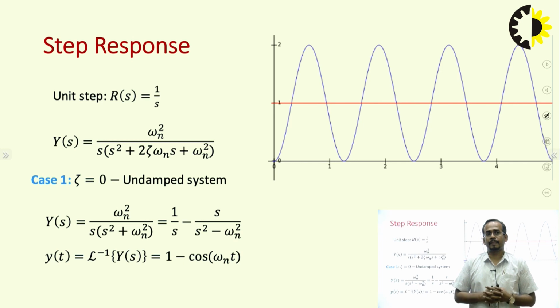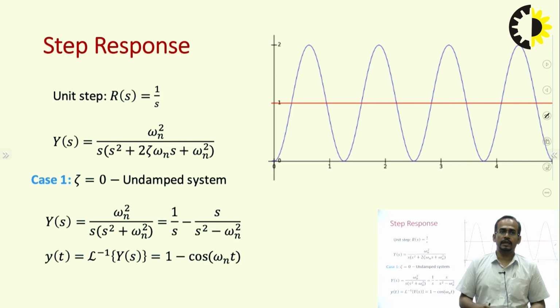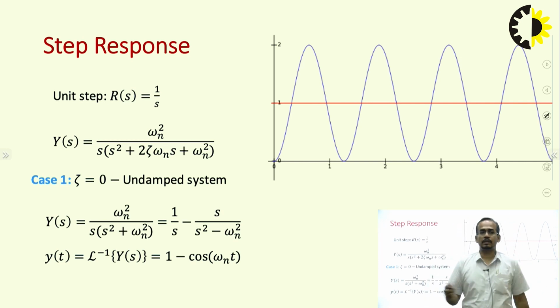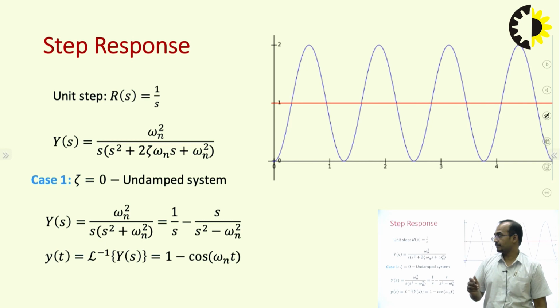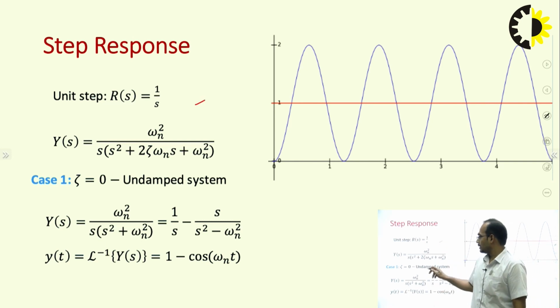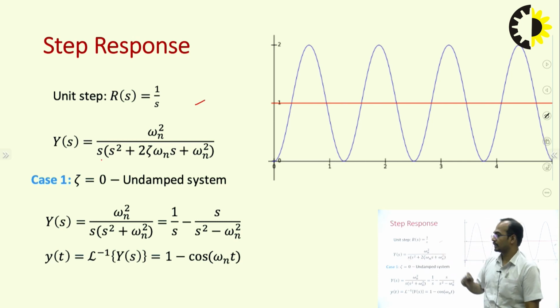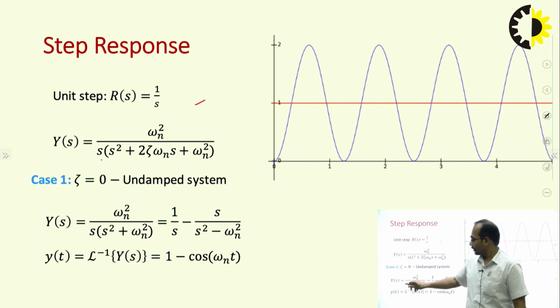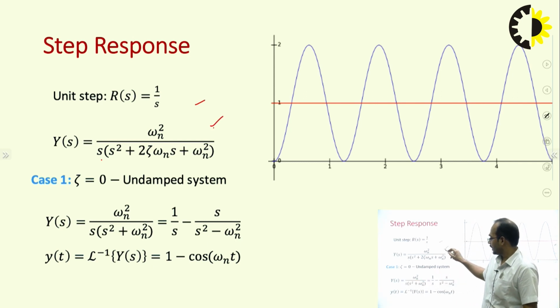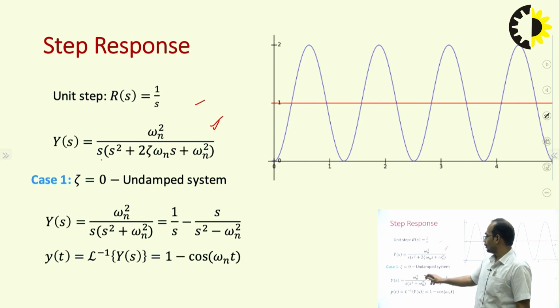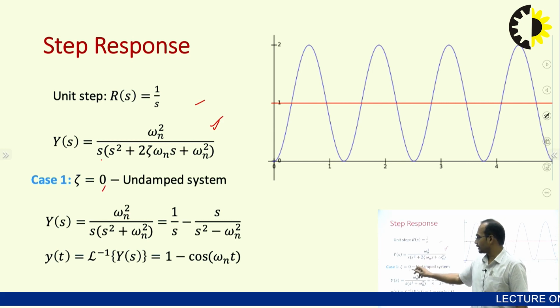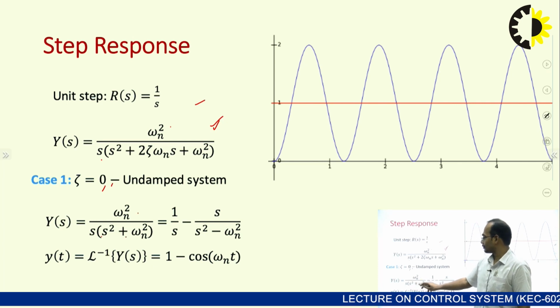In case of step response, we can similarly see the effect of zeta on the response of the system. In case of a step signal, Rs is equal to 1 by s, and what will be the output Ys? Ys will be equal to omega n square upon s square plus 2 zeta omega n s plus omega n square. By making the partial fraction of this, and putting zeta equal to 0, we will get omega n square upon s square plus omega n square.